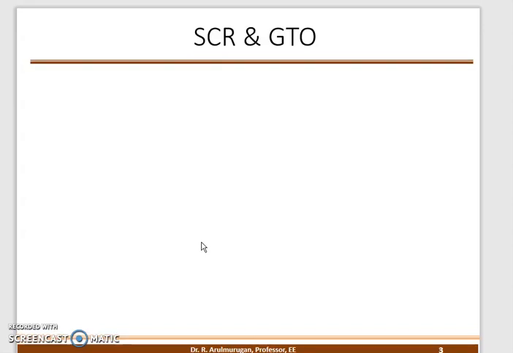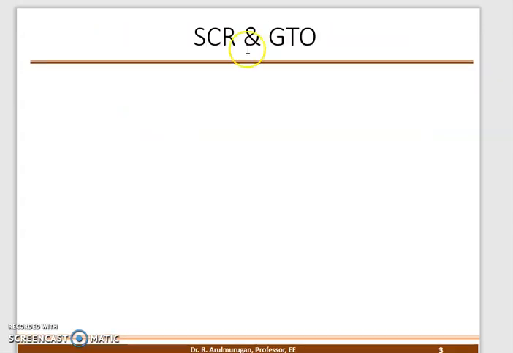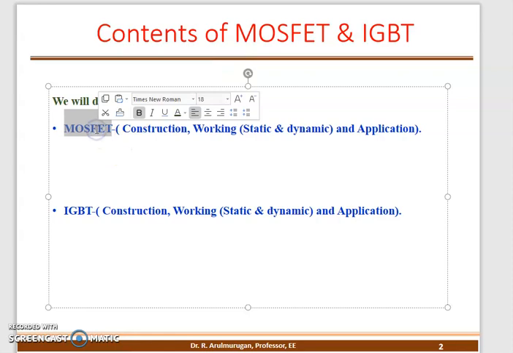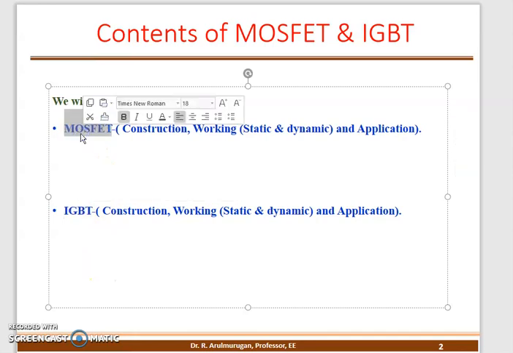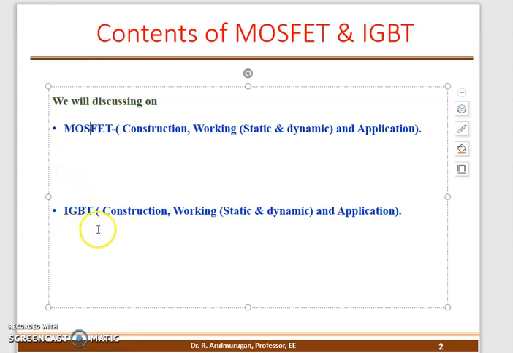The next concept you want to revise is about the characteristics. Before we go to the characteristics, what is the difference between MOSFET and SCR? SCR is a controlled on and uncontrolled off. MOSFET is a controlled on and controlled off. Not only MOSFET, IGBT also. Point number one, please note down: both IGBT and MOSFET are controlled on and controlled off.